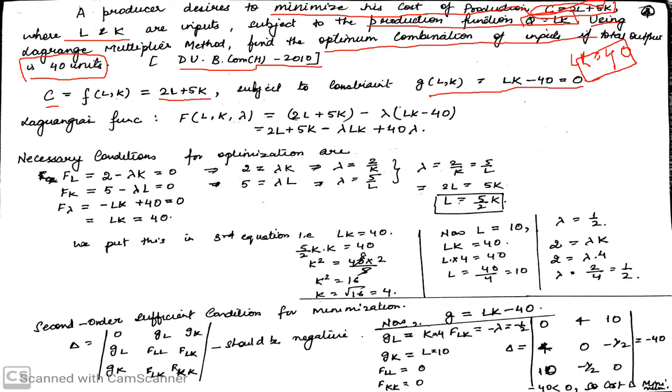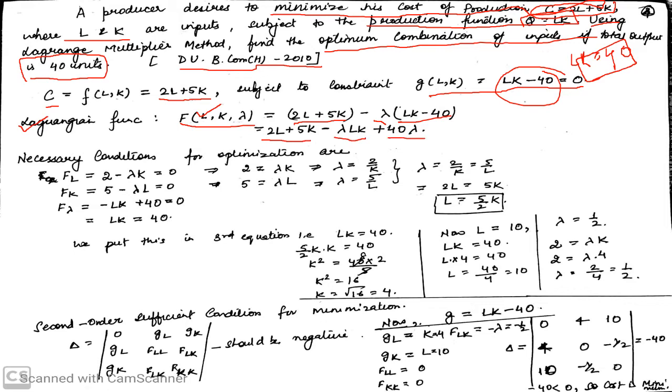We write the Lagrangian function and we include a new variable lambda. This new function is in terms of three variables, right? This is L, K and lambda. Now we write the original function first, that is 2L plus 5K, minus lambda, and then we write the constraint function, that is LK minus 40. This is the function. Then what we do? Open the brackets. 2L plus 5K, minus lambda LK, plus 40 lambda.